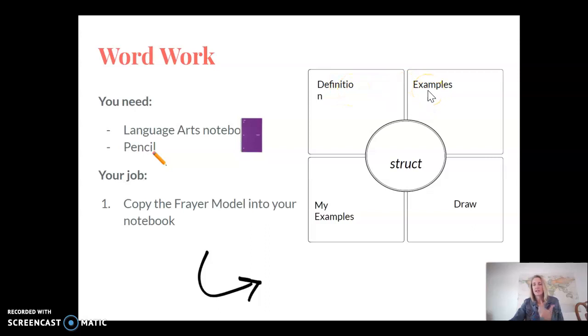Then we're going to give examples. Examples could be words that use or contain struct. My examples, okay, what are some examples that you can connect to your own life? And then you're going to draw a picture.